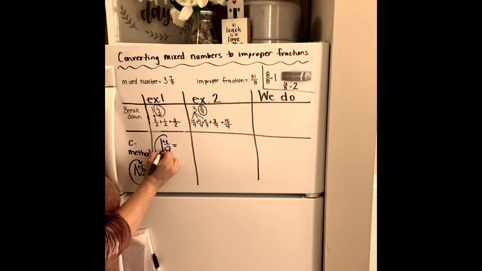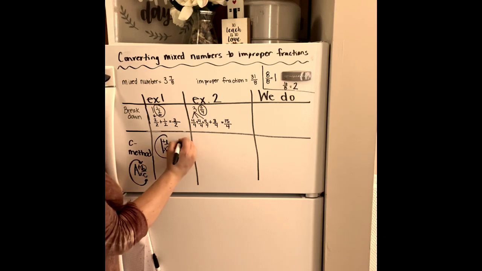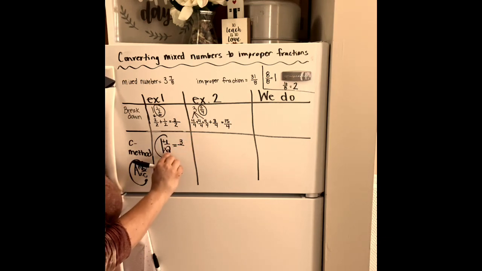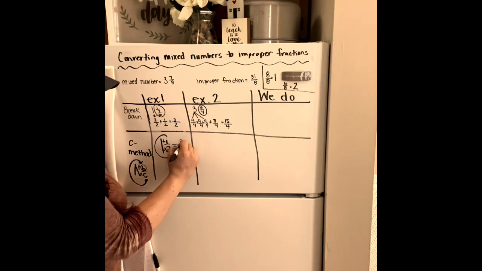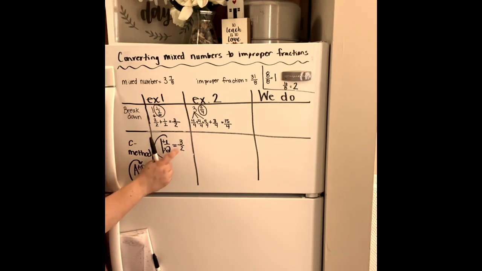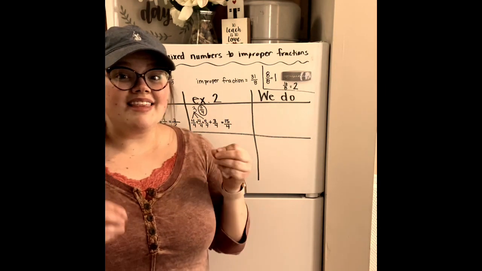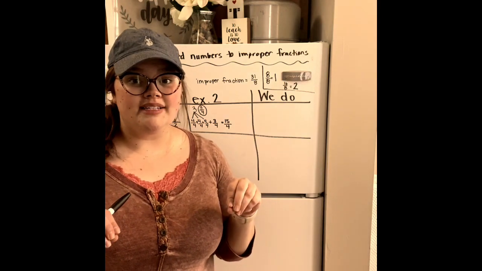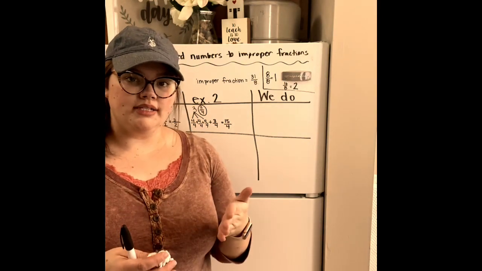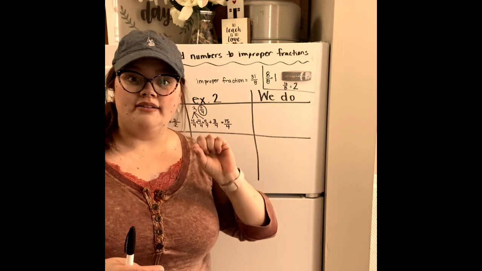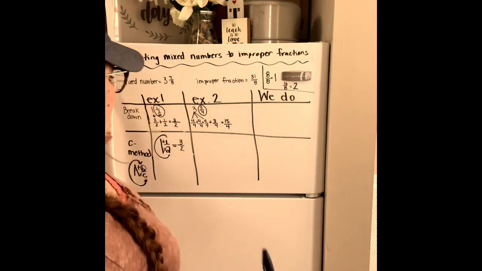2 times this 1 is 2, plus 1 more is 3, so the numerator now becomes 3, and I keep the denominator, which is 2. And so with the C method, we were able to get the exact same answer, 3/2. So as you can see, this method is a little bit more streamlined. You get to do all of the processes in one motion, okay? Let's take a look at the next example.